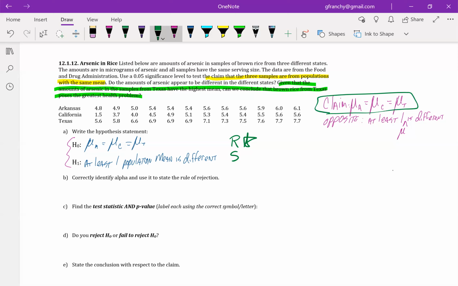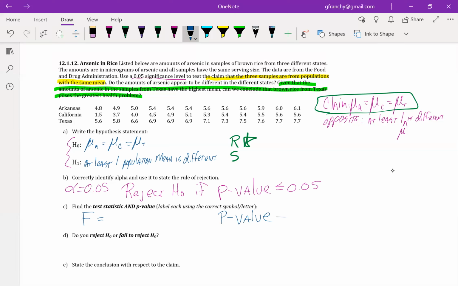So they want us to identify the significance level and use it to write our rule of rejection. So we're going to reject the null hypothesis if the p-value is less than or equal to 0.05. And now that we've got all that, we're ready for our test statistic, which in this case is F, and its corresponding p-value.